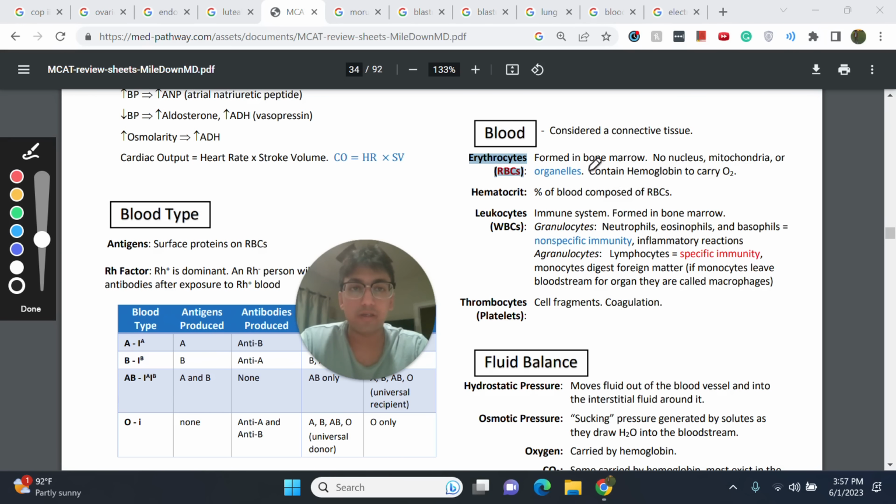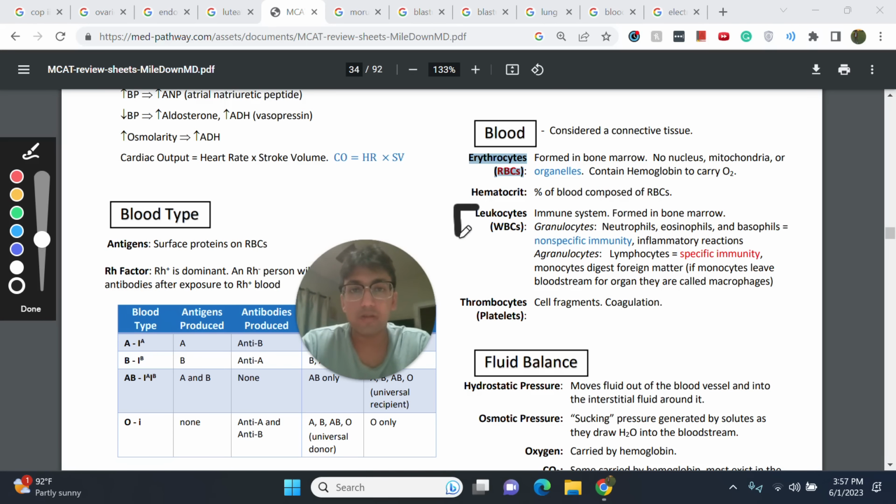Erythrocytes, red blood cells, are formed in the bone marrow. Next, we have hematocrit. Hematocrit is the percentage of blood that's composed of red blood cells. So it might be like 55% or something. You should know that not all the blood is red blood cells. There's also that liquid that the red blood cells are within.